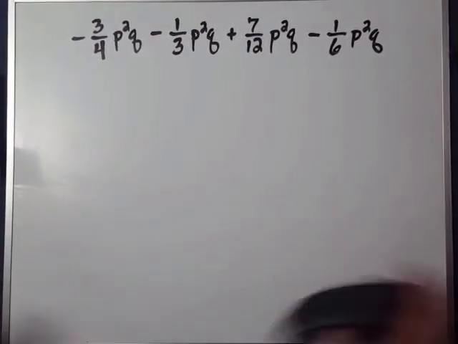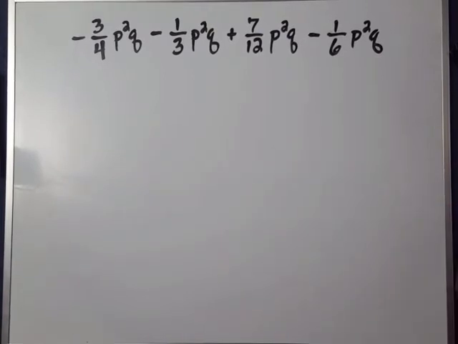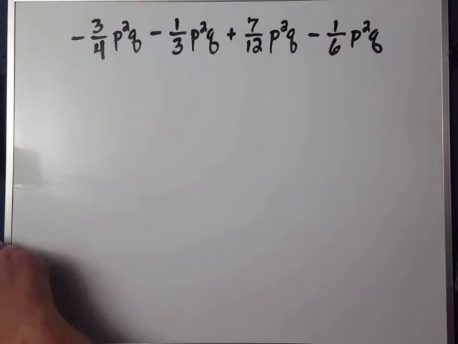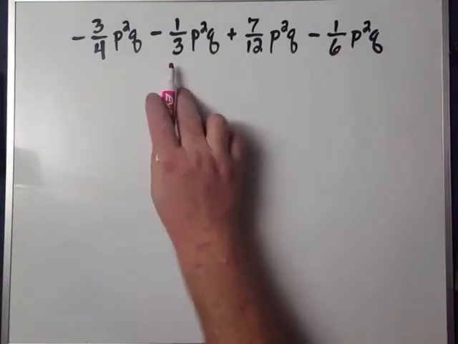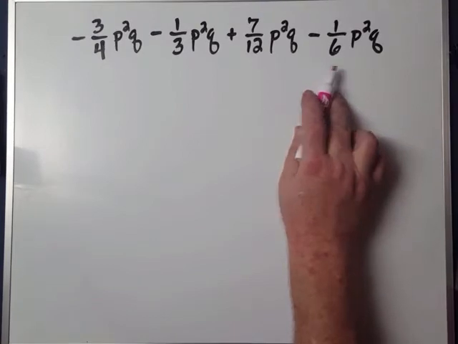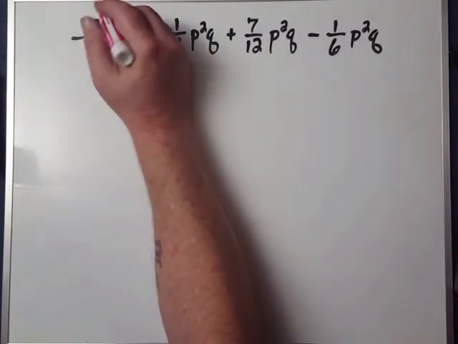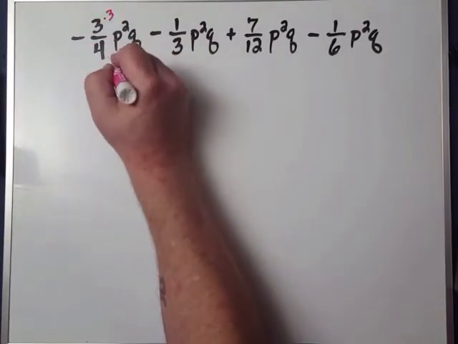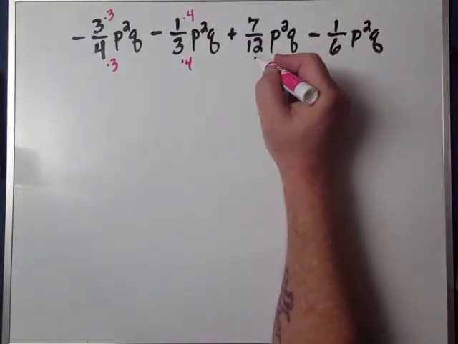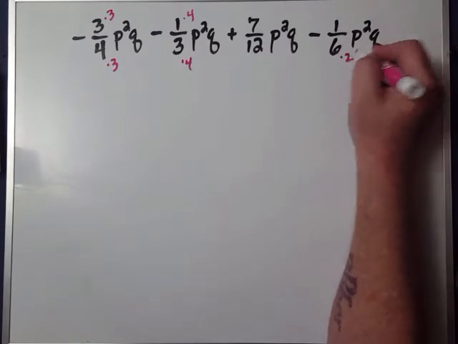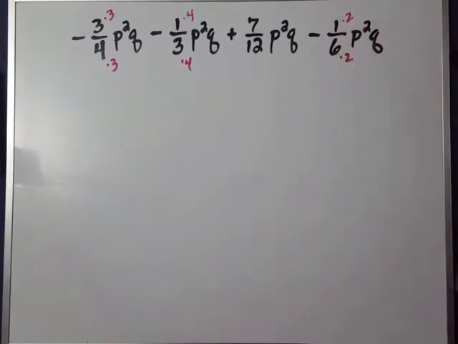These are all like terms, so I want to add them up. But I've got fractions, so I'm going to need common denominators. Least common denominator for 4, 3, 12, and 6 is 12. So what do I need? A factor of 3, top and bottom. Here I'll need a 4. This third one's good to go. And on the last one, multiply the top and bottom by 2.